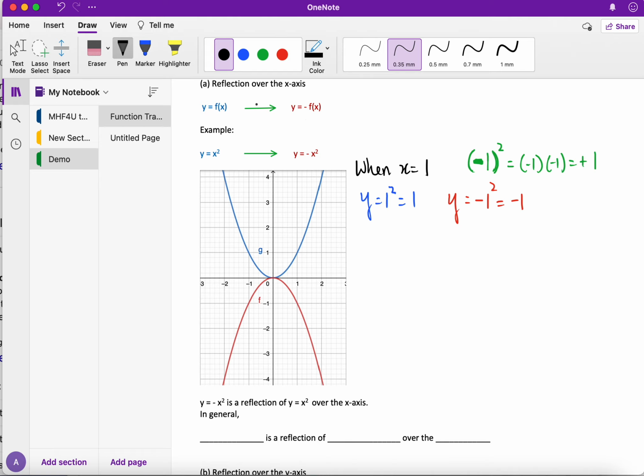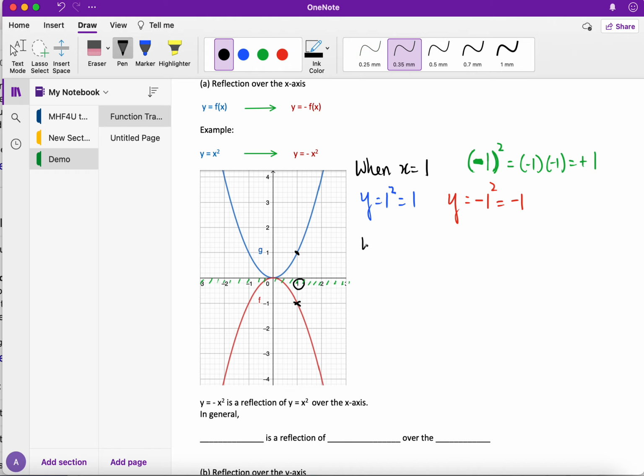Now, go back to the graph. When x is 1, the function value for the blue function is 1. The function value for the red function is negative 1. So we see that the second point is actually a mirror reflection of the first one over the x-axis. That is to say, we can treat the x-axis like a mirror. This point and this point are mirror images of each other.